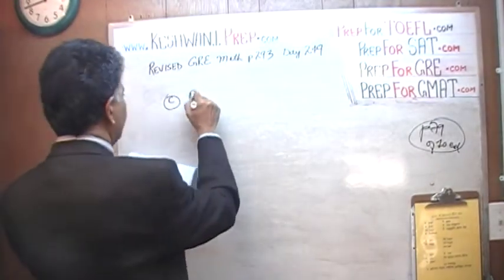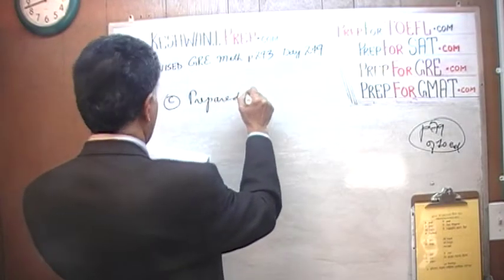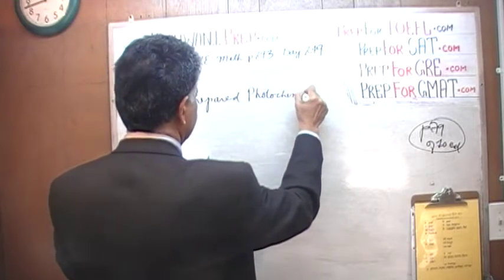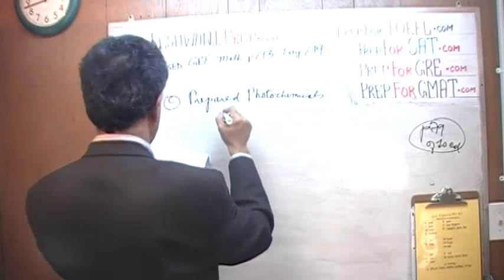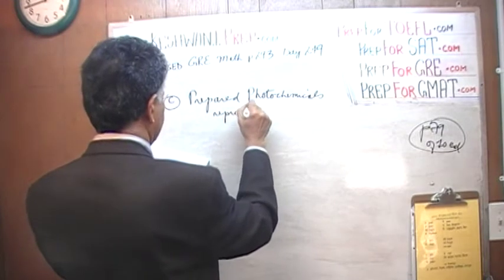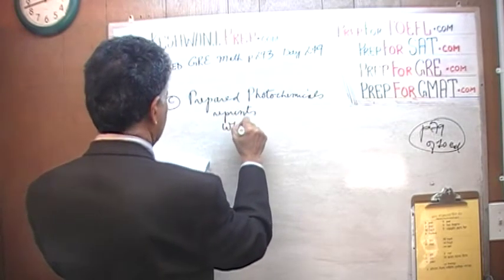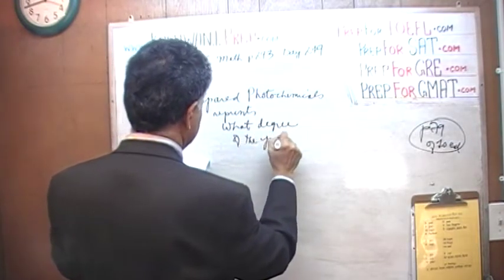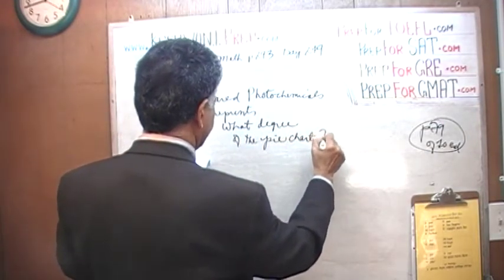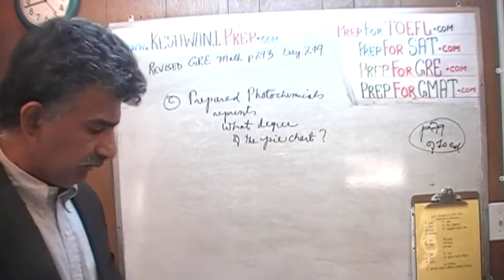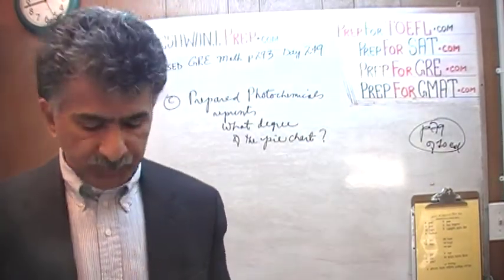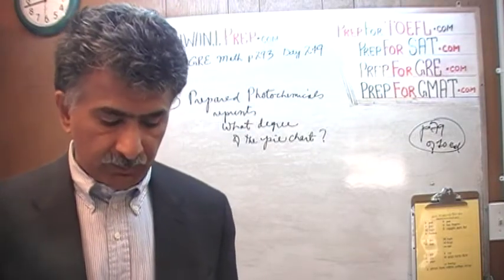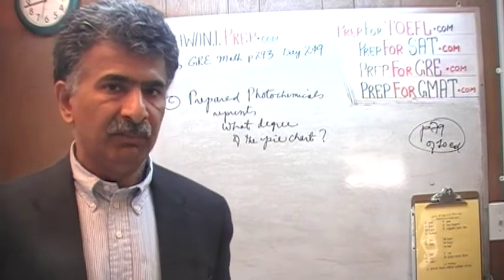Part C. The question is this: prepared photochemicals represent what degree of the pie chart? And that's all it is. Very simple, very straightforward. Prepared photochemicals would represent, if on a pie chart, what degree of the pie chart.